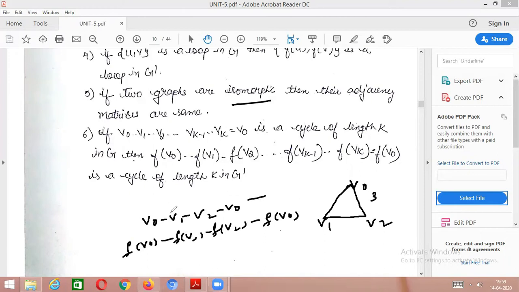Domain elements form the cycle V0, V1, V2 with length 3. The images also form a cycle with length 3. So that is again V0, V1, V2, and so on. If V0 is a cycle of length k, then the images also form a cycle of length k. This happens only when two graphs are isomorphic.